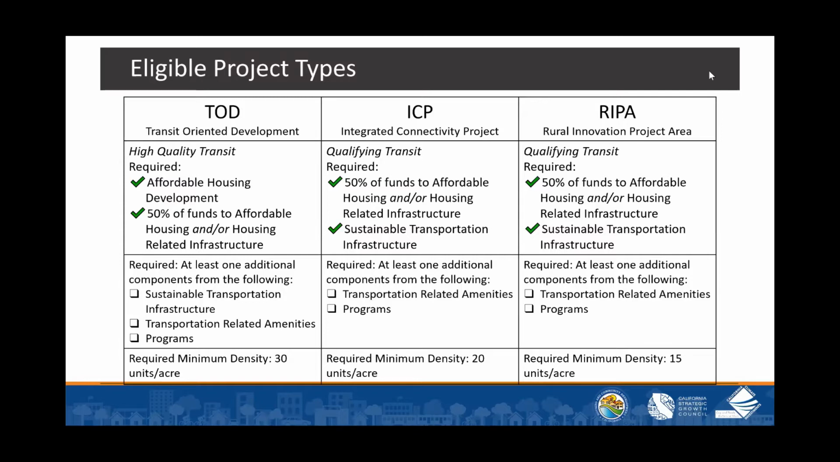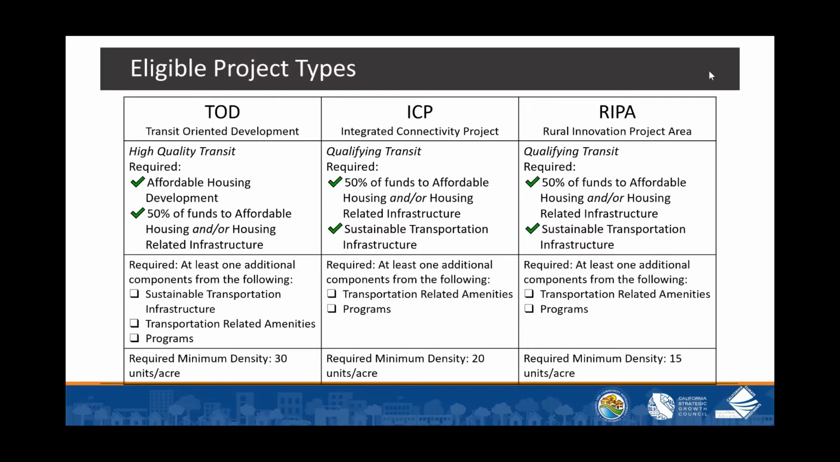For TOD, we have some requirements for high-quality transit. You have to have an affordable housing development. 50% of the funds to affordable housing and or housing related infrastructure are required. At least one of the components listed are necessary. You must either have sustainable transportation infrastructure, or you can have transportation related amenities, or you can use the funds for program. There's a required minimum density of 30 units per acre under TOD.